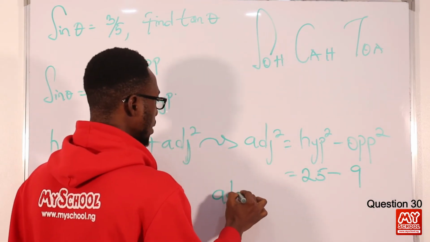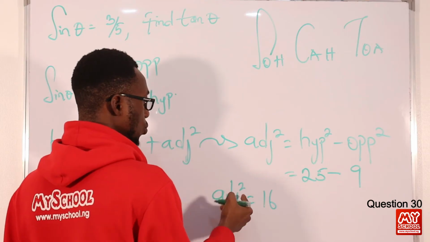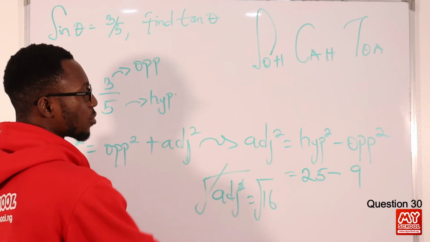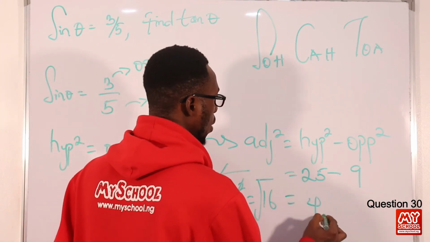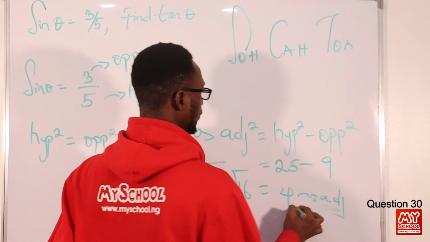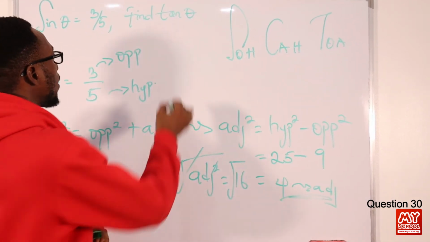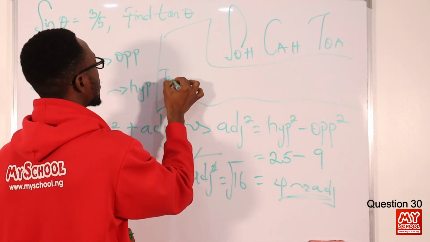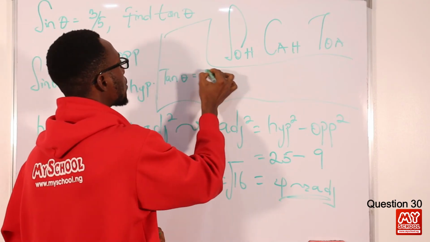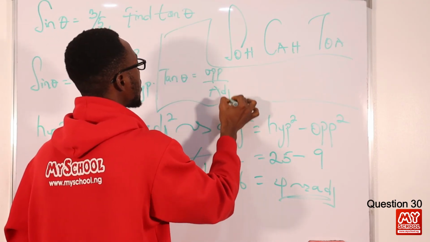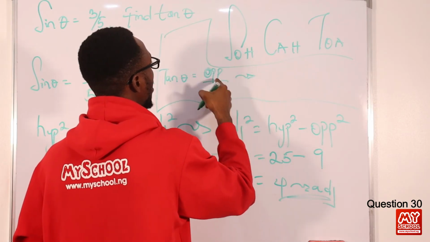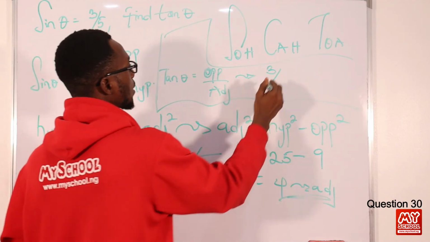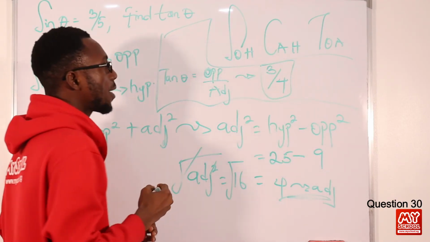So that means adjacent square equals 16, right? To eliminate this square, what do we do? We can take the square root of both sides. So adjacent equals square root of 16, that is actually 4. So our adjacent is 4. Right now we can find tan theta. Tan theta is opposite over adjacent, and that is simply opposite, 3, over adjacent, which we've gotten as 4. So tan theta is actually 3 over 4.